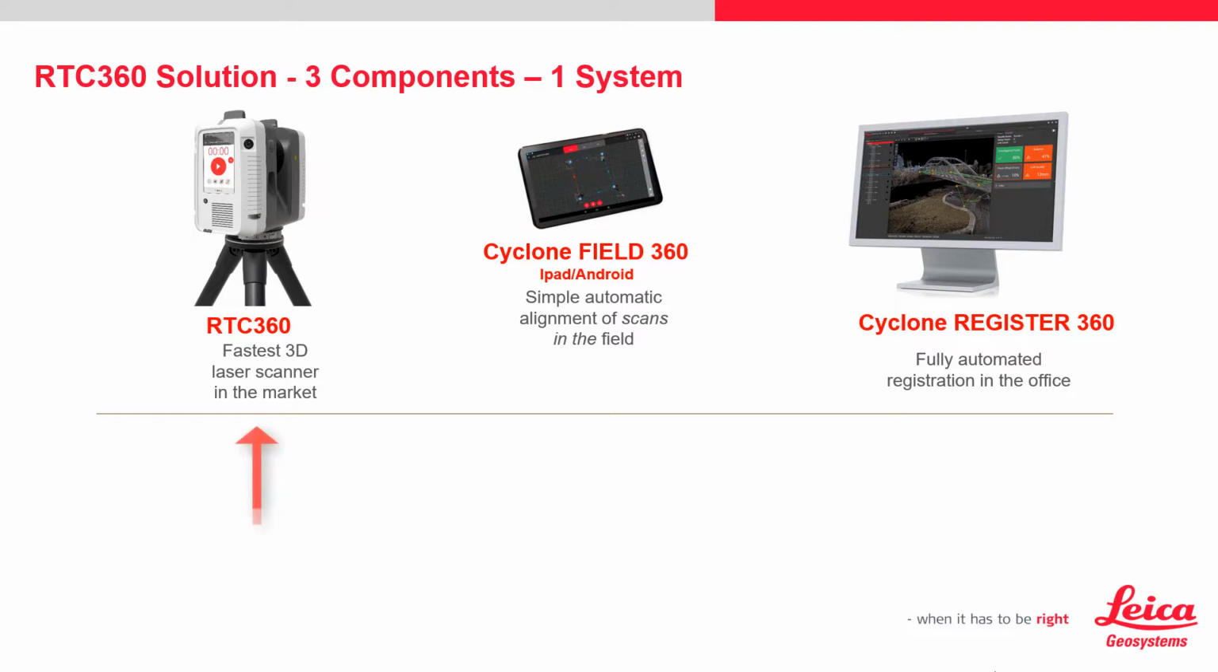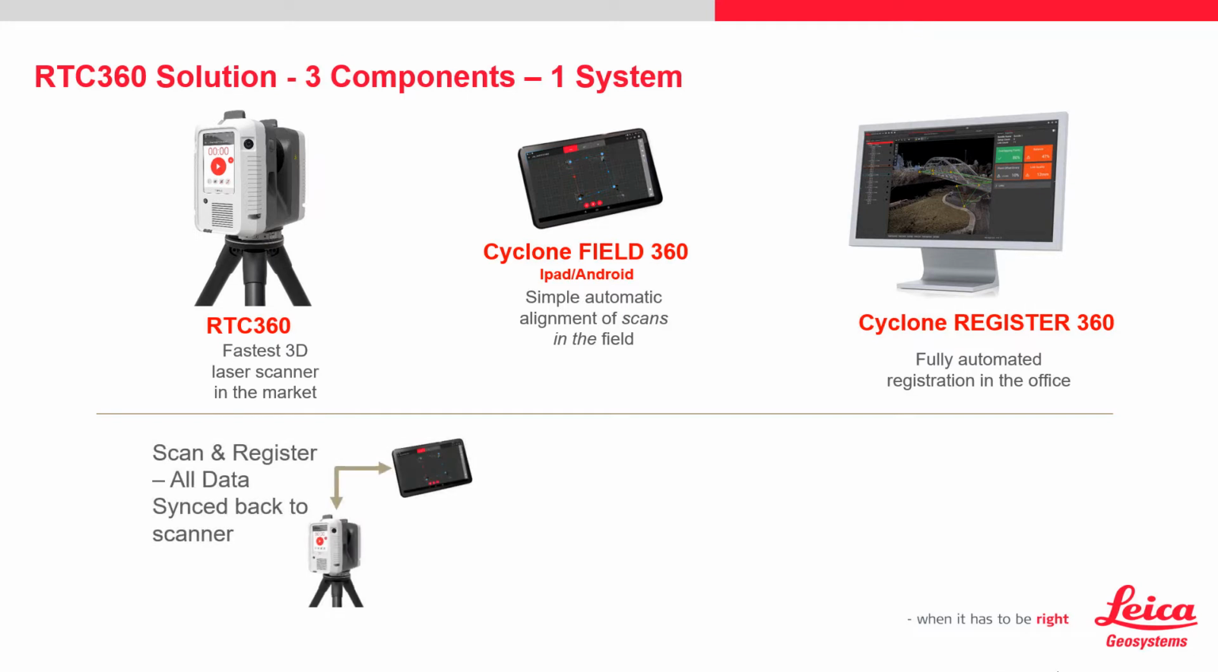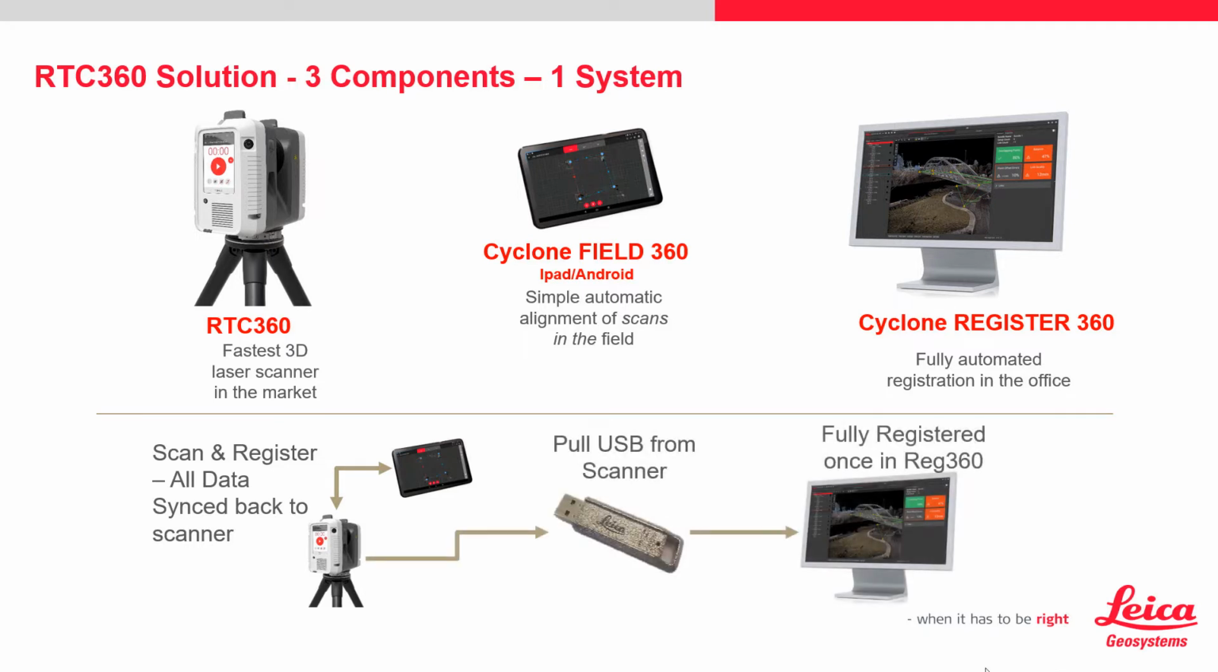We have the RTC360 itself, the tablet where Cyclone Field app runs, and Cyclone Register 360, all of which work together to bring the user a very simple yet robust workflow. A user would collect the scans and images with the RTC360, add any tags or measurements with the tablet, which is then synced back to the RTC360, remove the USB storage, then import the data into Register 360.